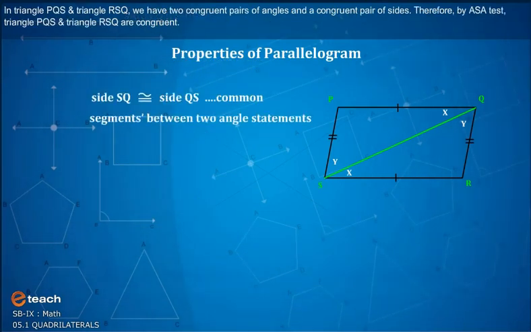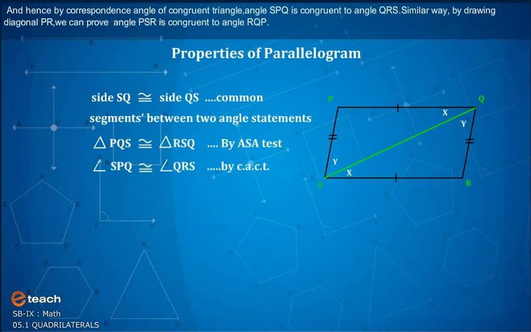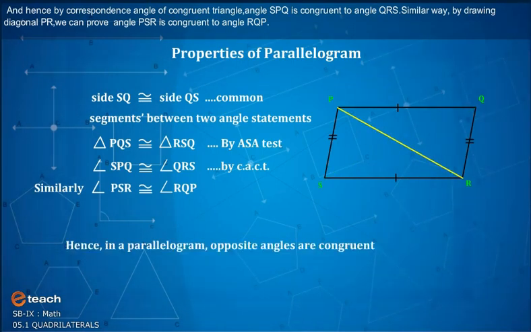In triangle PQS and triangle RSQ, we have two congruent pairs of angles and a congruent pair of sides. Therefore, by ASA test, triangle PQS and triangle RSQ are congruent. And hence, by corresponding angles of congruent triangles, angle SPQ is congruent to angle QRS. In a similar way, by drawing diagonal PR, we can prove angle PSR is congruent to angle RQP.